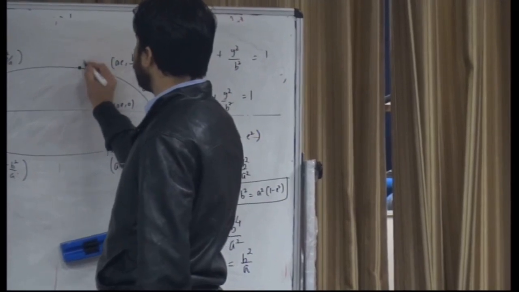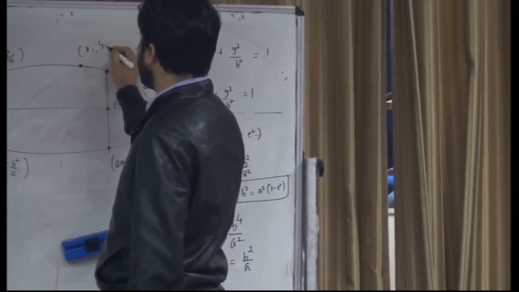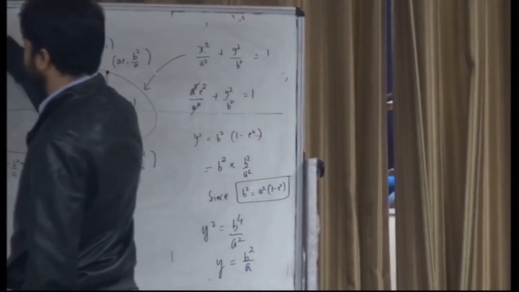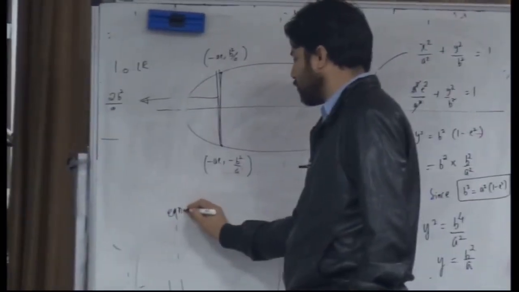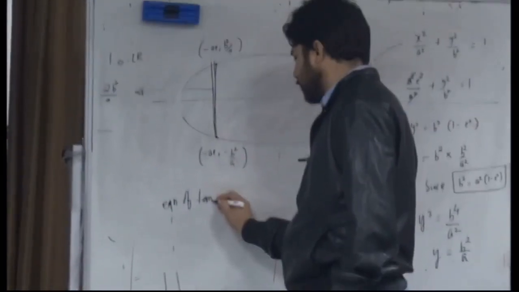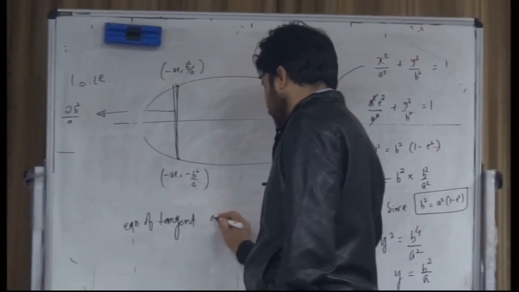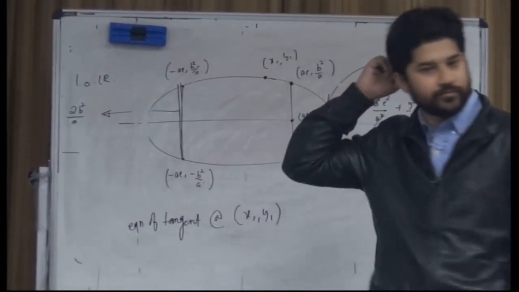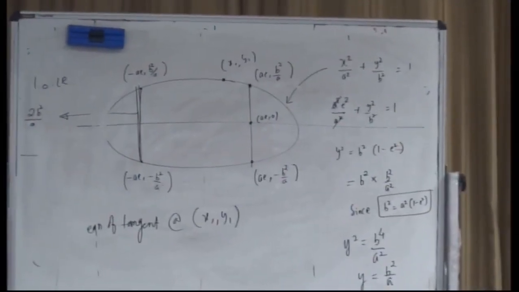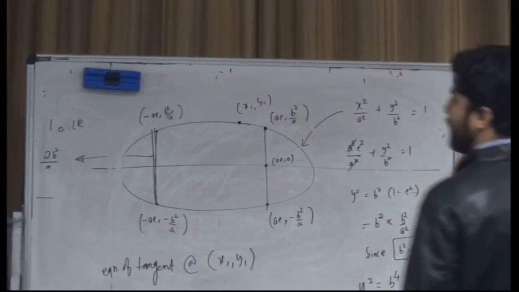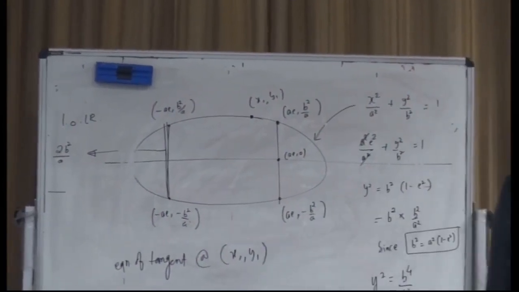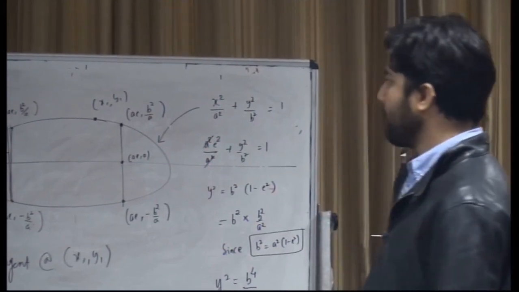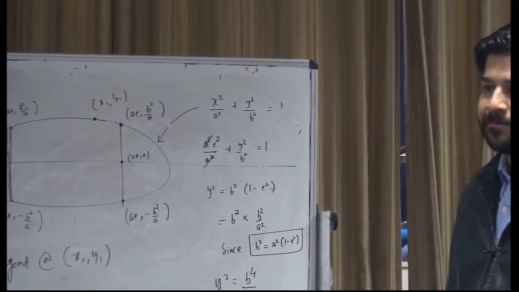Okay, now my question is, if this point is x1 comma y1, what would be the equation of tangent? Equation of tangent at x1 comma y1. What should be the equation of tangent at x1 comma y1? Yes, go ahead.